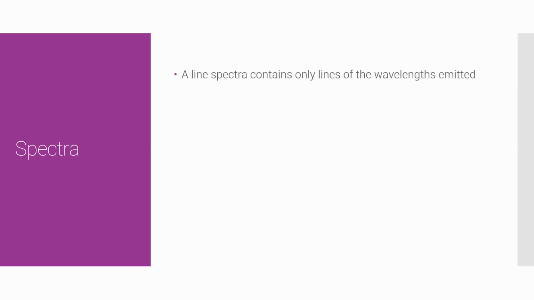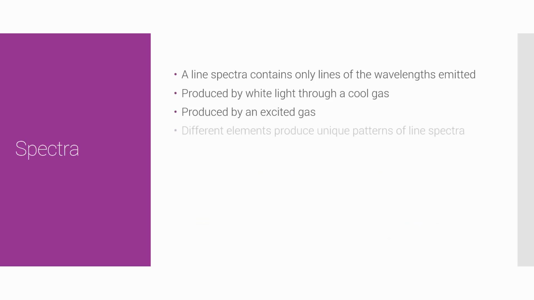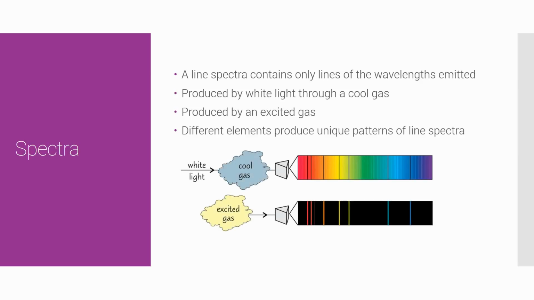A line spectrum, on the other hand, only contains lines of the wavelengths that are emitted. It's produced by white light when you put it through cool gas, and it's also produced by an excited gas. And different elements actually produce unique patterns of line spectra. This is actually how we discovered helium from the sun. This is an example of line spectra.